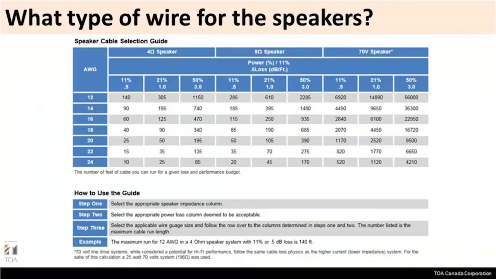This is the one that I was talking about, the type of speaker wire that you need, right? So you need a 16-gauge cable for an 8-ohm speaker at 250. So this is the number of feet of cable you can run for a given loss and performance budget. We also have a 70 volt version of this, a full version of it on our website. You could check it out, or you could request Nelson and he'll send you the link.